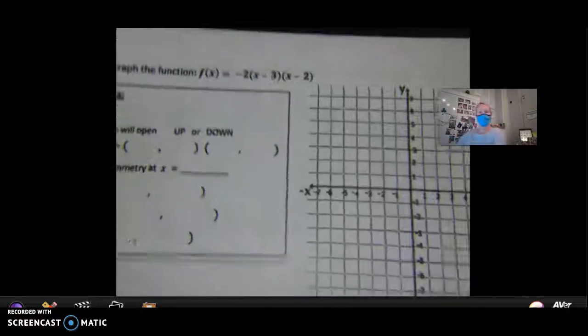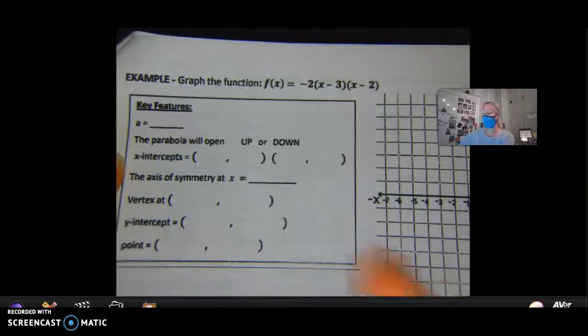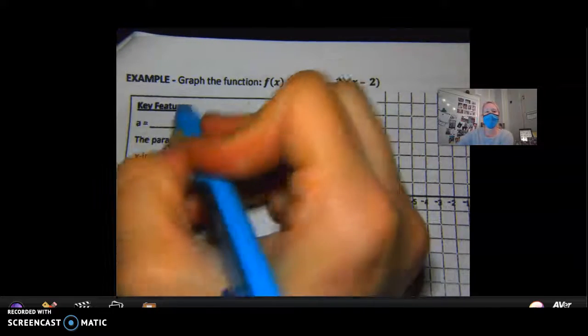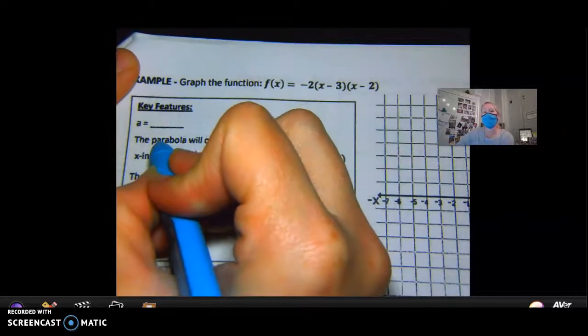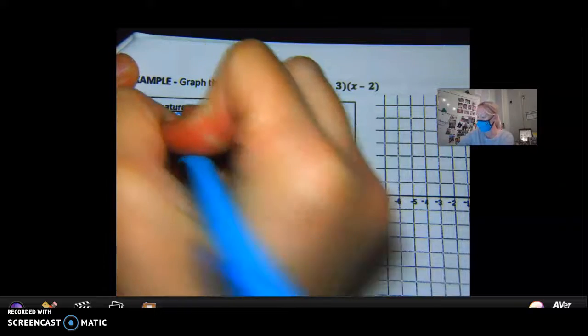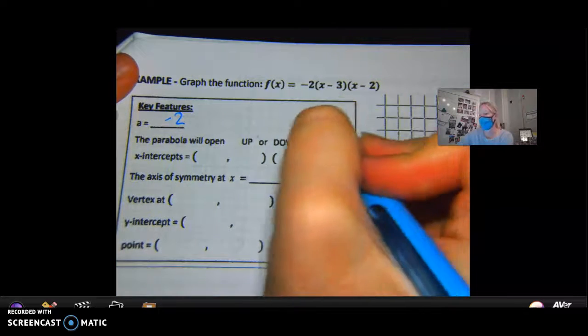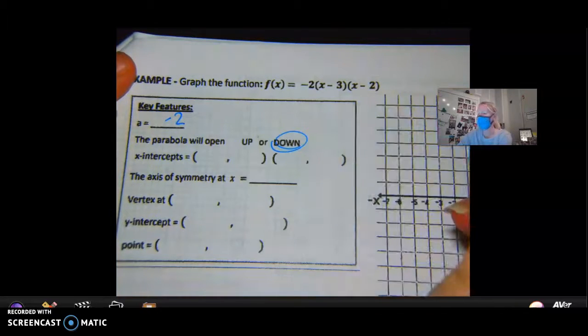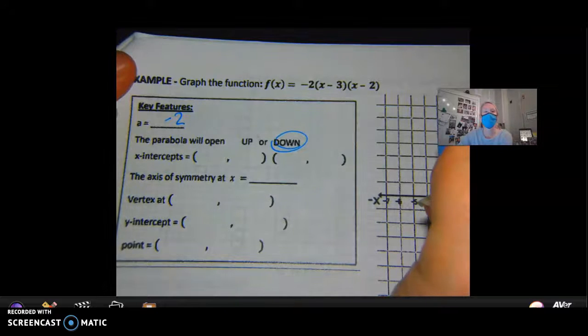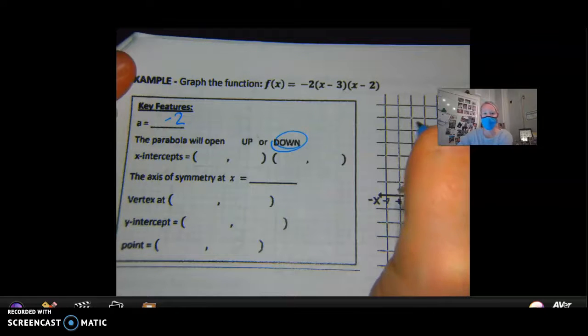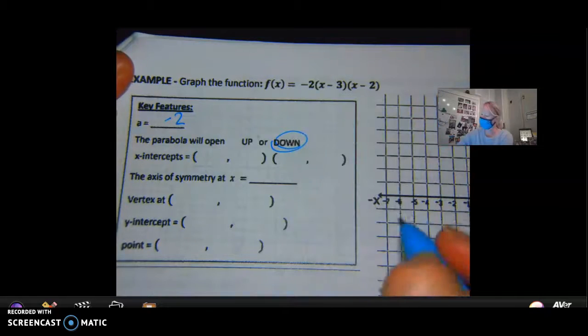Same idea here. Now we're just graphing it. We're doing all that same information, but we're going to graph it at the end. What is your A value? -2. That means that this parabola will open down. Doesn't ask us, but would that be a max or a min? Max. Good. How do I find my x-intercepts?